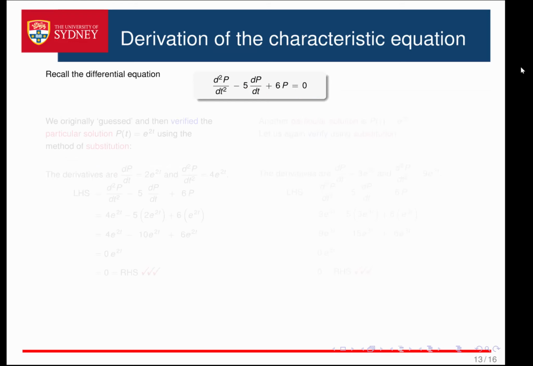Slide 13. Derivation of the characteristic equation. In this slide, we show why we use the characteristic equation to solve our second order DEs. To do this, let's consider the differential equation d2p dt squared minus 5 times dp dt plus 6p is equal to 0.